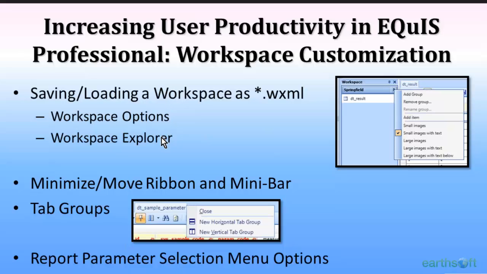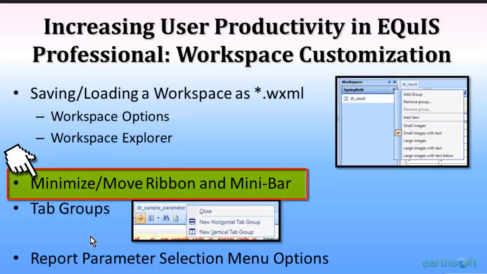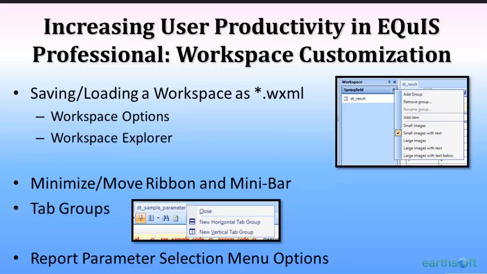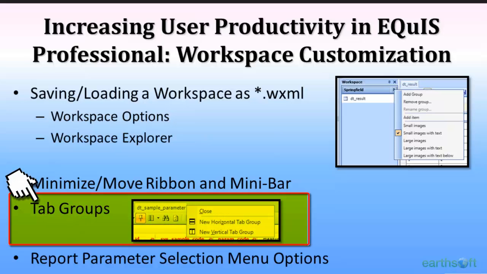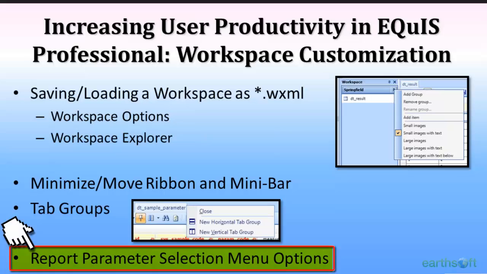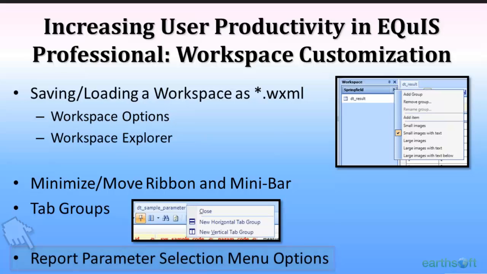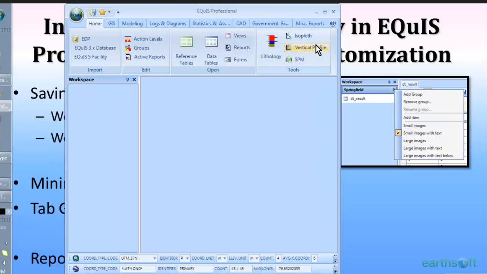There's a Workspace Explorer that we'll talk about, a couple of features with that. We'll talk about maximizing the space for those of you that have small screens or that like to see lots of data in a data table all at once. And then looking at more than one table at the same time using tab groups. And then also adjusting your report parameter selection menu to maximize it. So we'll go back to EQuIS. The first thing we'll look at is saving and loading a workspace.